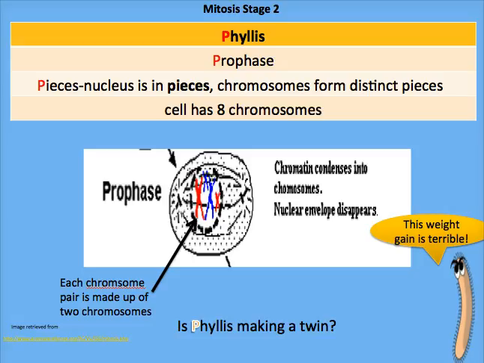Remember that the DNA doubled during interphase, so the parent had 4 chromosomes but now has 8. Notice that the chromosomes are in pairs, so each blue or red X is actually 2 chromosomes.